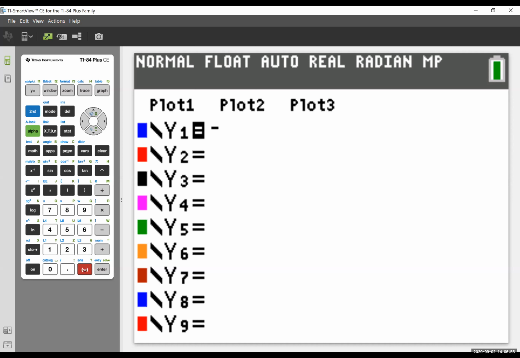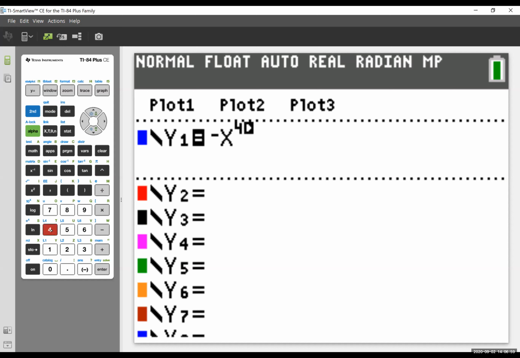We'll figure that out. So we have negative x to the fourth minus 4x cubed plus 25x squared plus 75x plus 20.